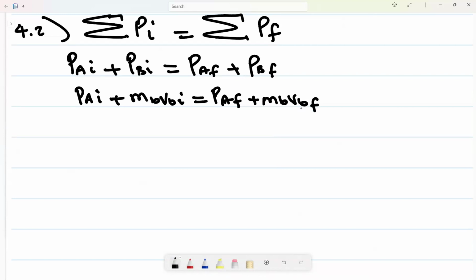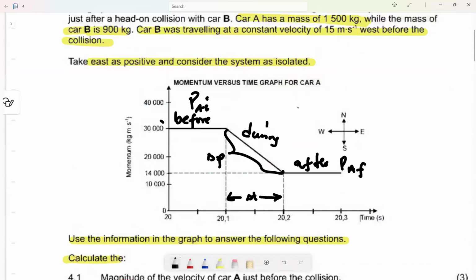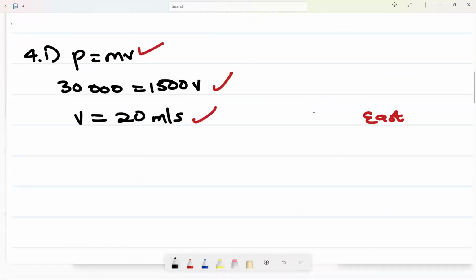Then should I be in a position of substituting? Yes. Remember, I choose east as positive. Therefore, what is the momentum of A initial? It is 30,000. Where do I take that 30,000? I take it from the graph. Here it is, 30,000, the momentum initial. Then plus what?